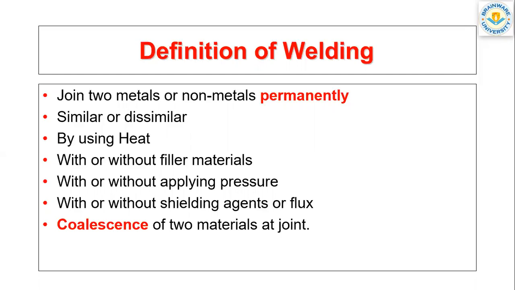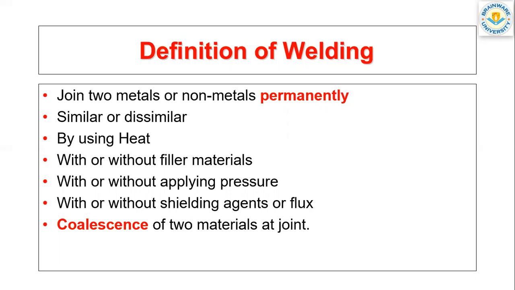Okay. Next, similar or dissimilar metals can be welded. Next, we have to use heat. Next, with or without use of filler materials. That means we can use the filler metal or we cannot use filler metals. That means without use of filler metals also we can do the welding. That depends on which type of welding we are using. Again, with or without applying pressure. And next, also with or without using shielding agents or flux.